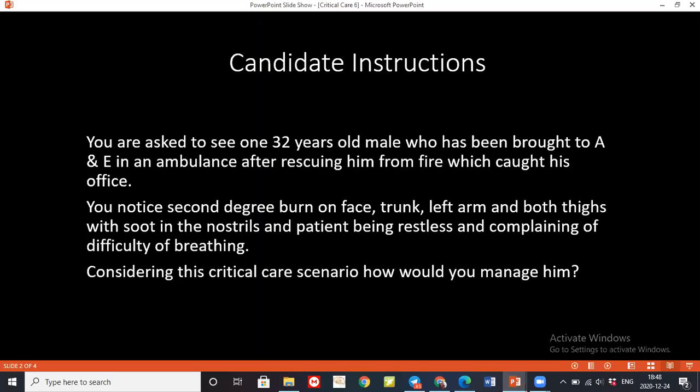Indirect could be multiple blood transfusions. It could be sepsis and fluid overload as well.